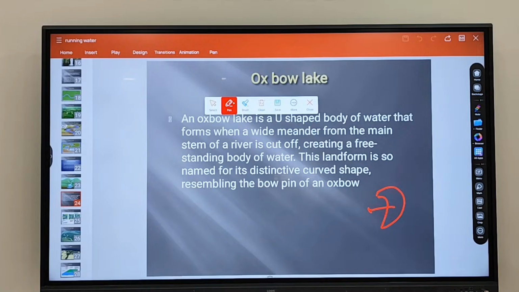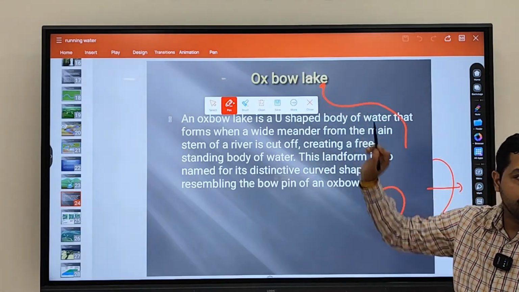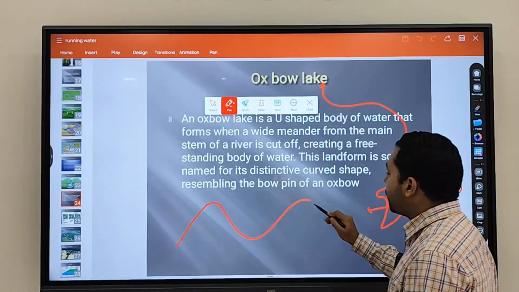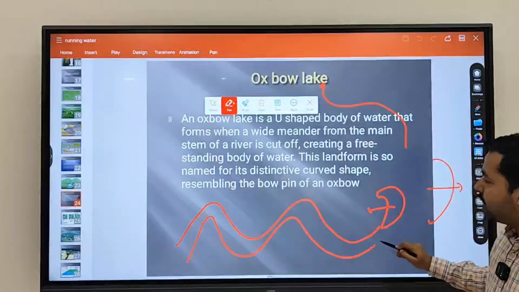That's why it is called what? You see bow and arrow, no? So it is in bow shape. That's why it is called which lake? Oxbow lake. Clear? Now, just now we discussed river moves in which fashion? Meandering fashion. River moves like this in a meandering fashion.